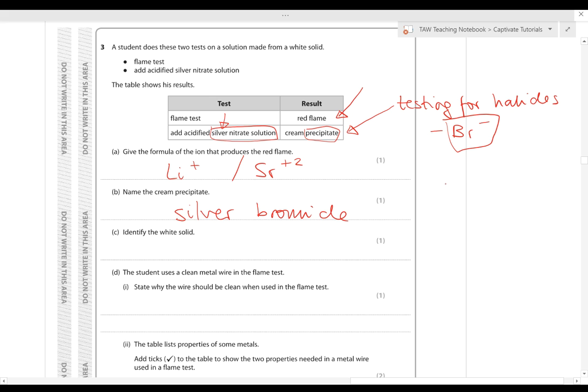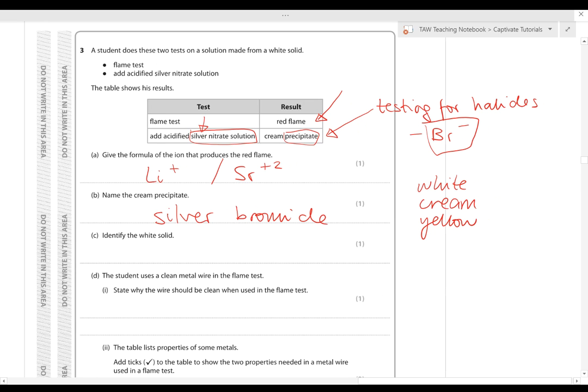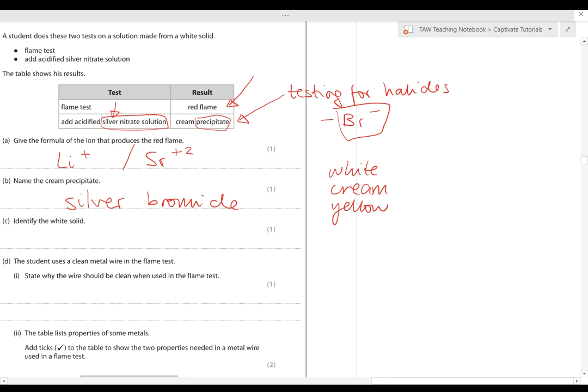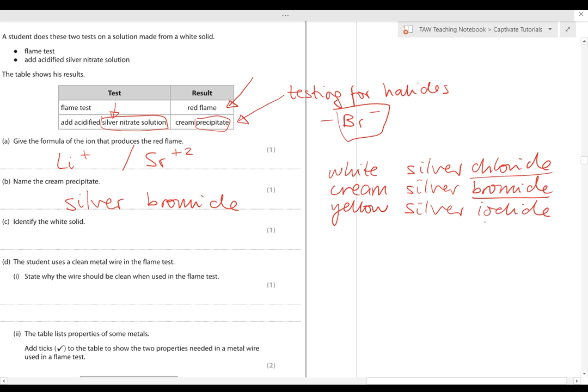Just for your awareness, when we're testing, the 3 different colors of precipitate you can get with this test are white, cream, and yellow. White means you've formed silver chloride, so that means that the chloride ion is present. Cream, as I've said, shows you that silver bromide has been formed and tells you that bromide is present. And then yellow would be silver iodide, so it tells you that iodide ions are present.